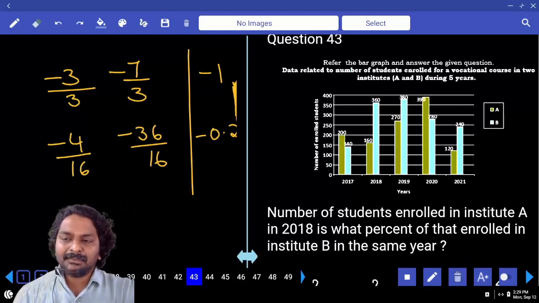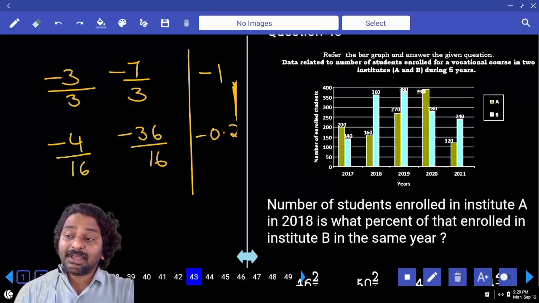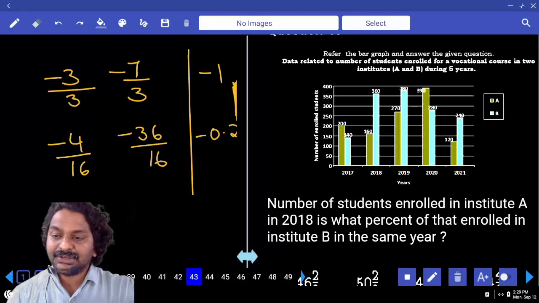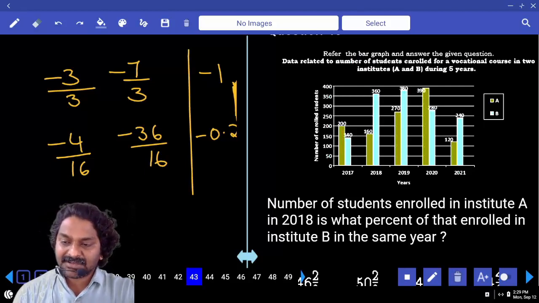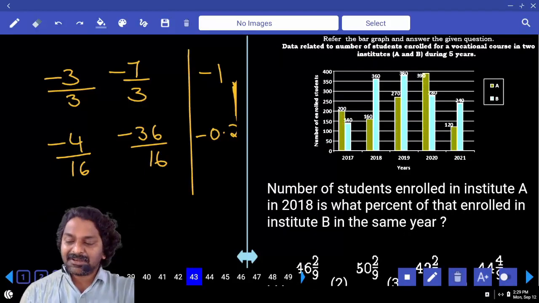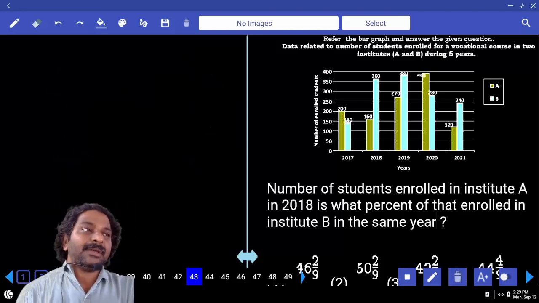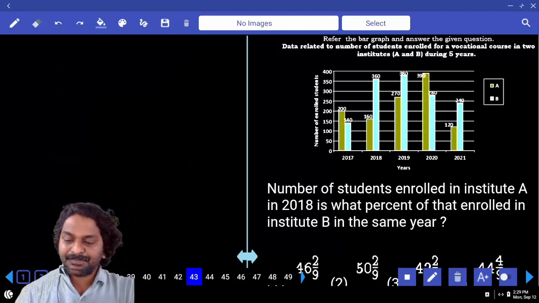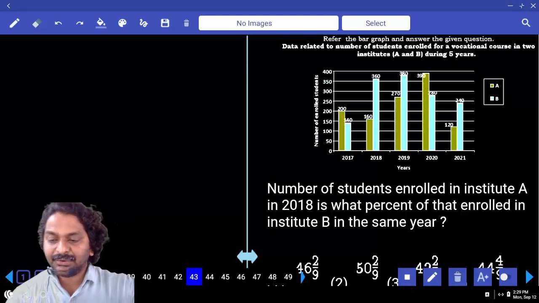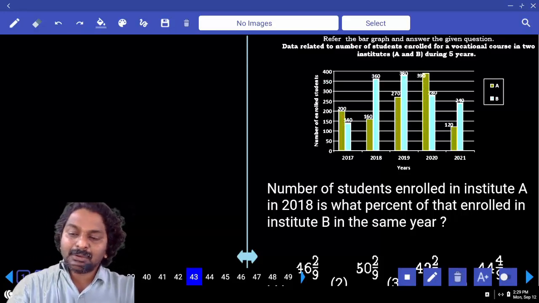Data related to the number of students enrolled for vocational courses in 2 institutes A and B during 5 years. Numbers are clearly mentioned over there. Yes, so you don't have to prepare a table. Directly we can pick numbers. Number of students enrolled in Institute A in 2018.